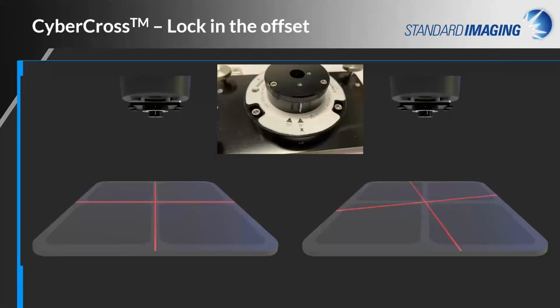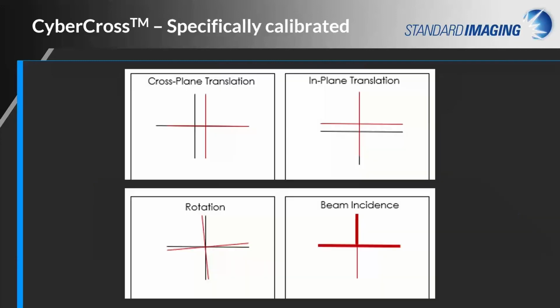CyberKnife commissioning and annual QA require the acquisition of scans at a 15-degree offset. Once again, a laser point is insufficient for easy realignment of a 3D water scanning system. This task is made fast and easy with the CyberCross installed and locked in the offset position.